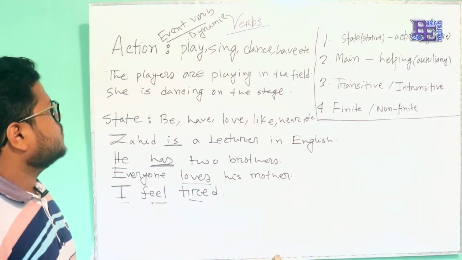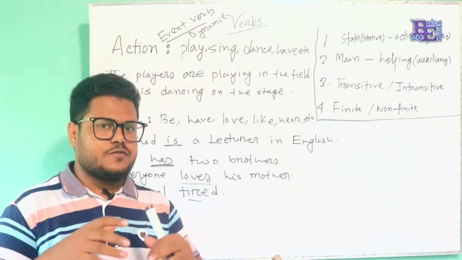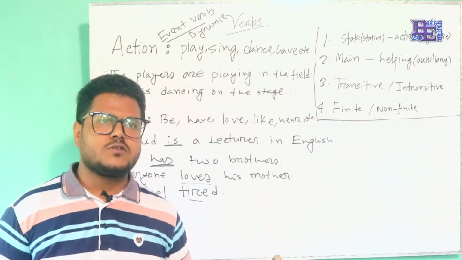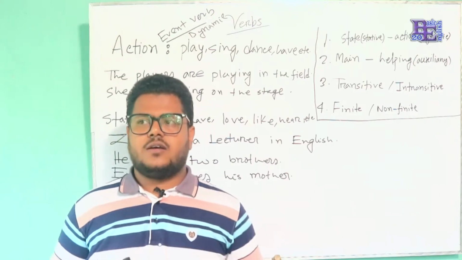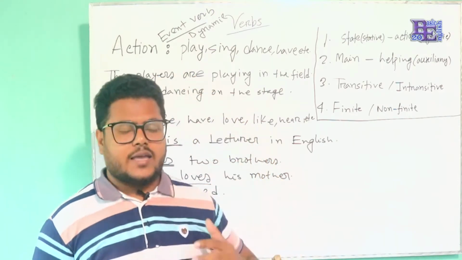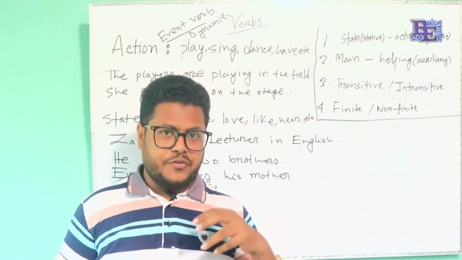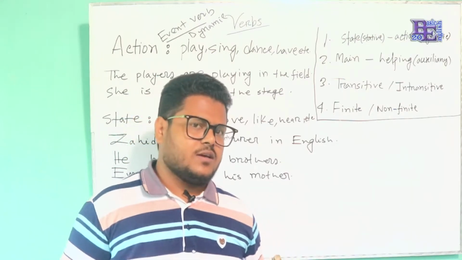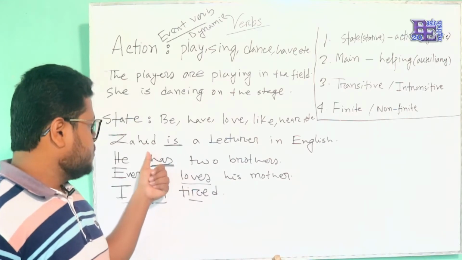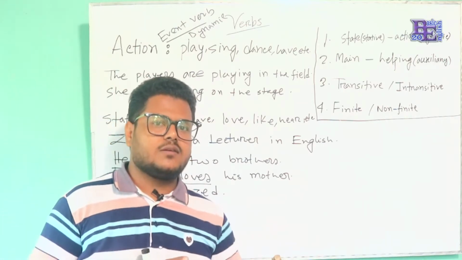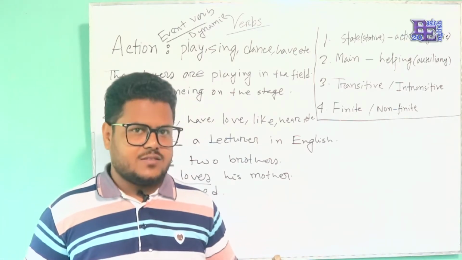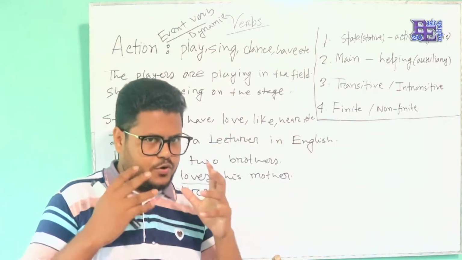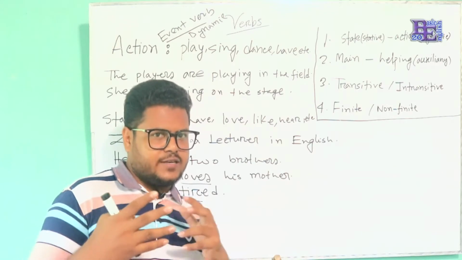Okay, so here there is a difference between a state verb and action verb. The difference is that an action verb can be used both in progressive tense and in non-progressive tense, but the state verb should be used only in non-progressive tense. That is, we can't use them in progressive tenses. So let's get an example here.